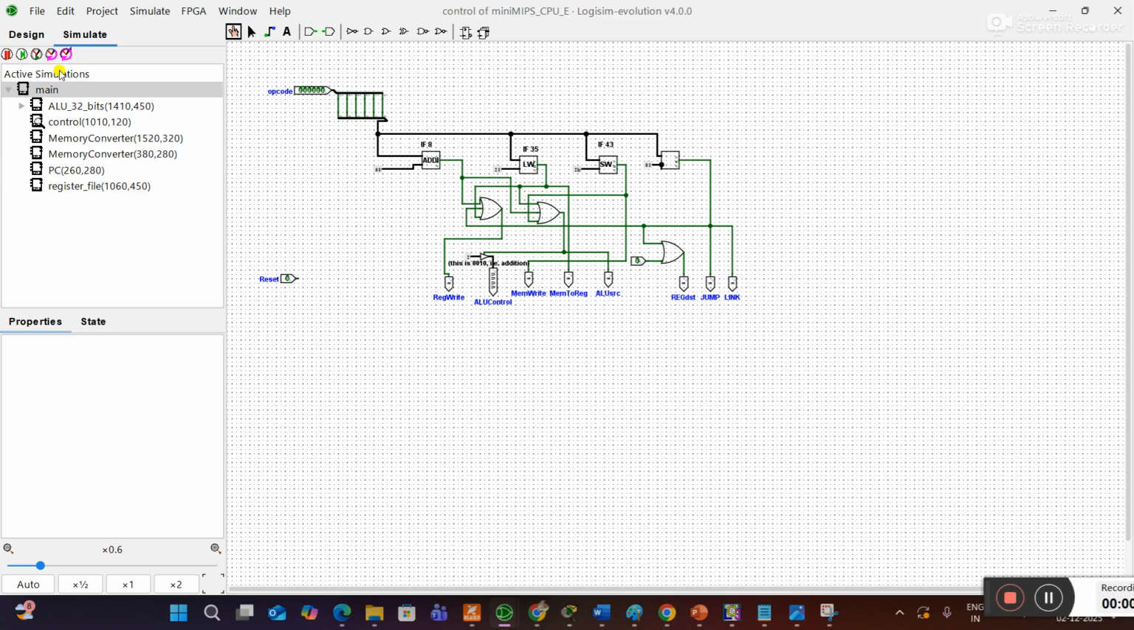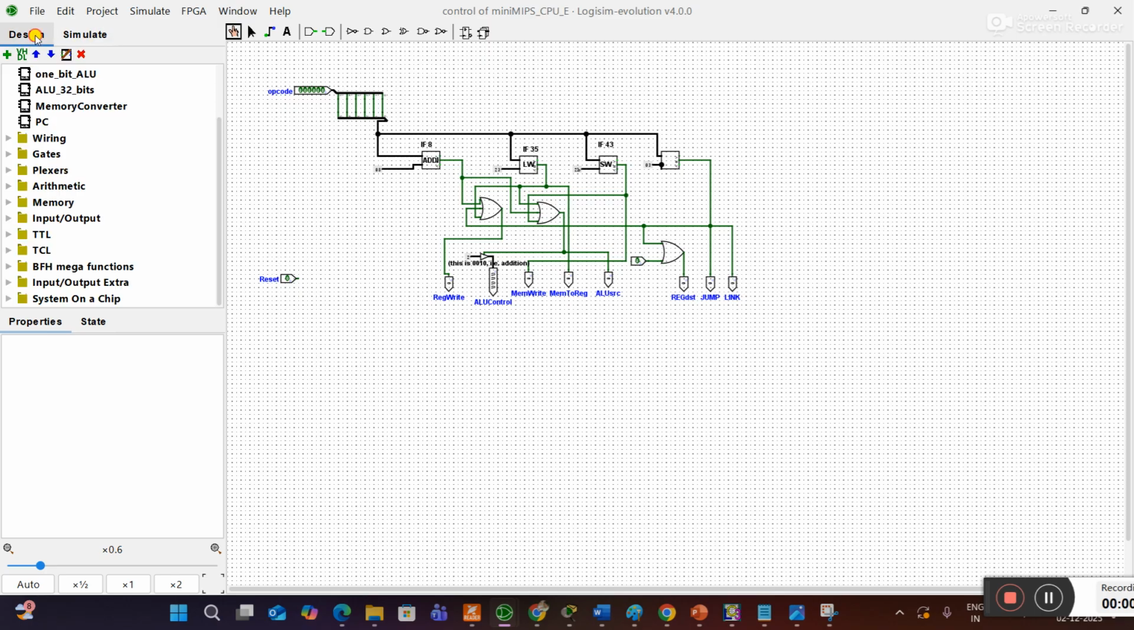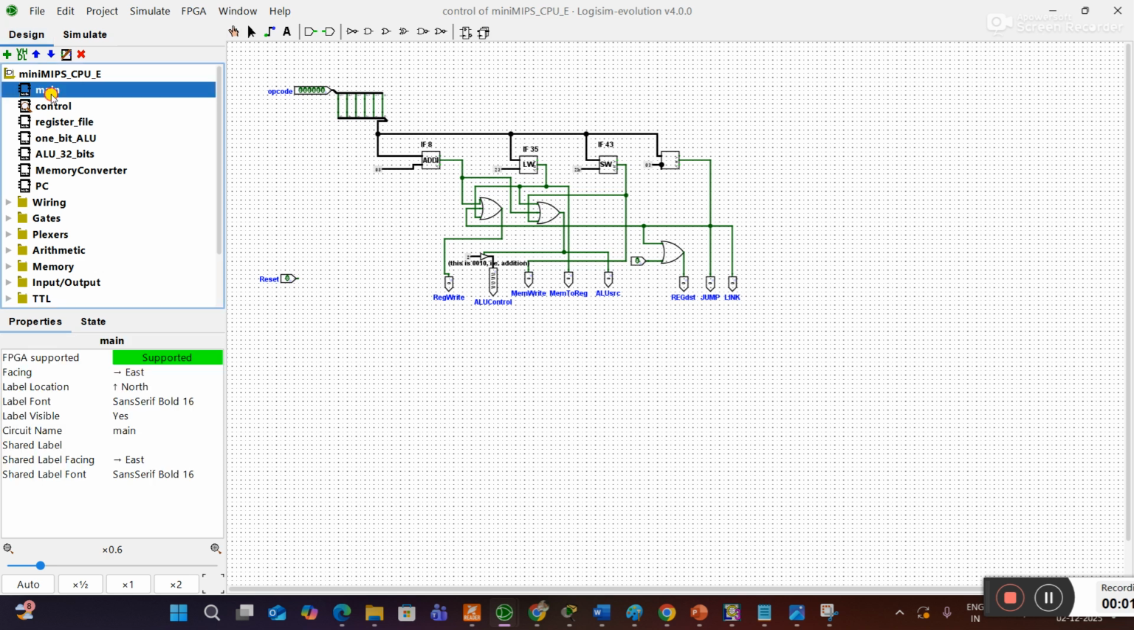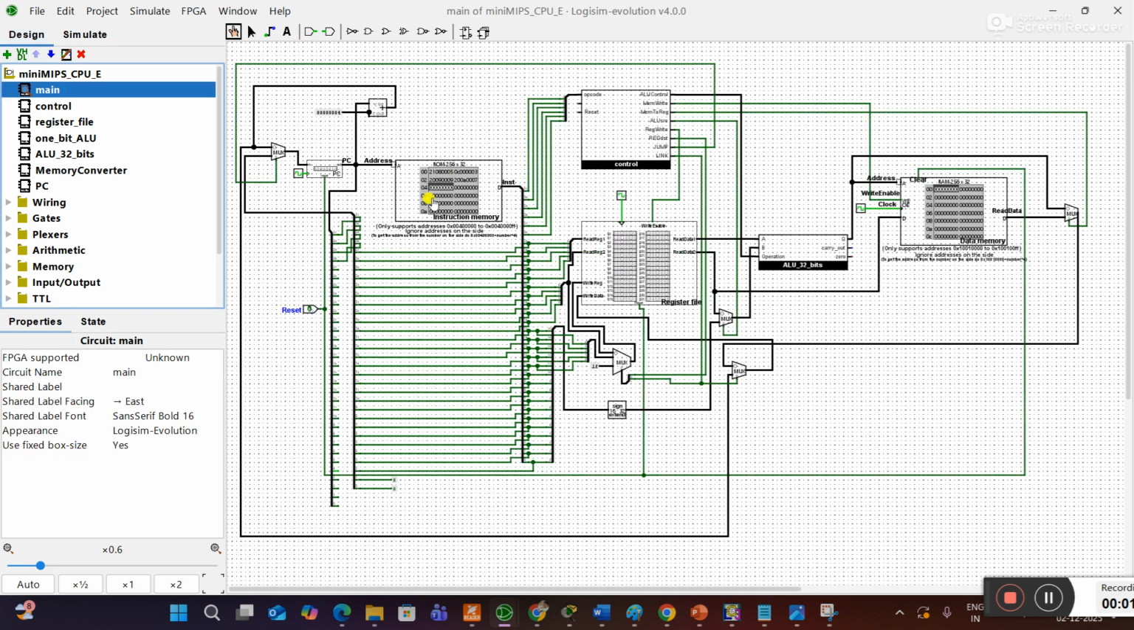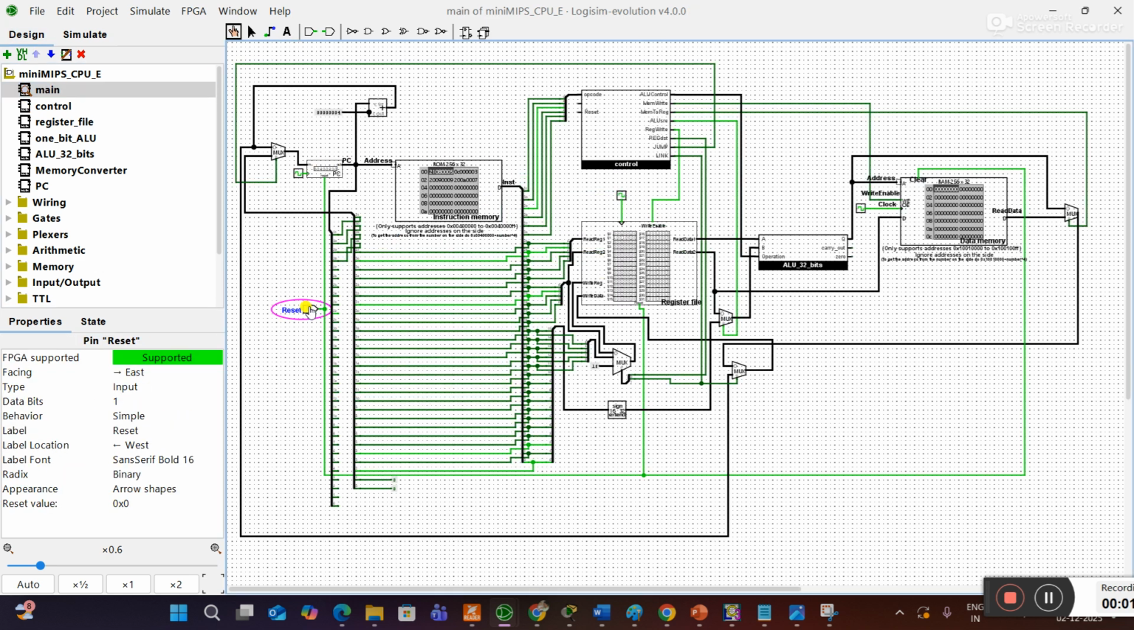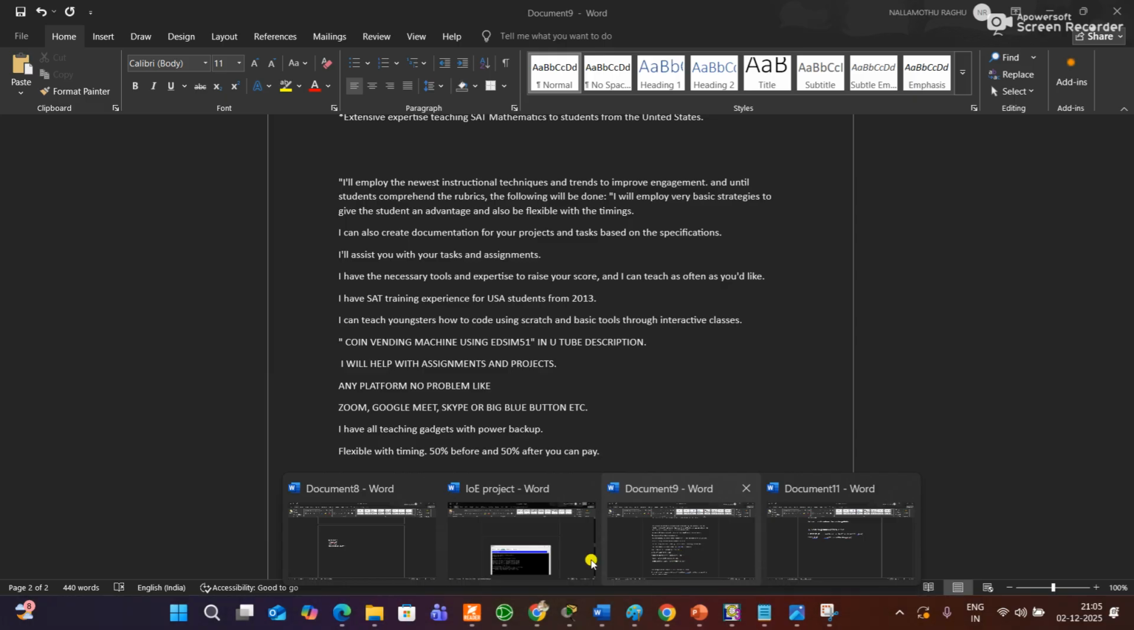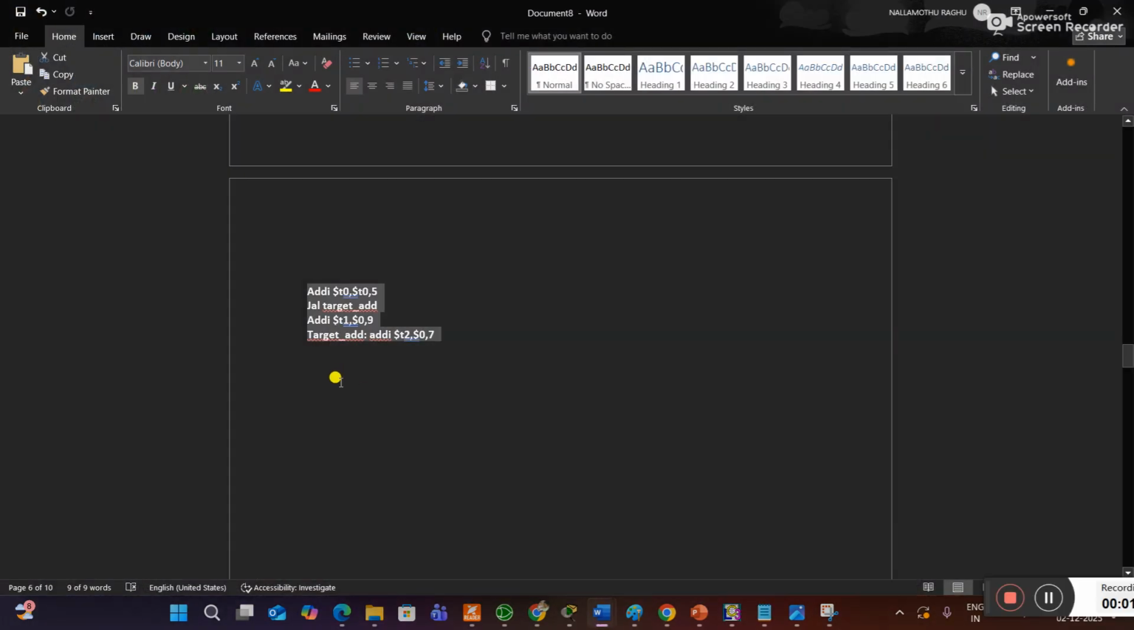How it works: go to main and reset the PC. So once I reset, these are the signals what I am writing.